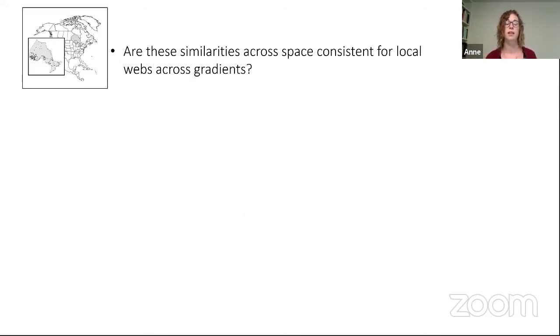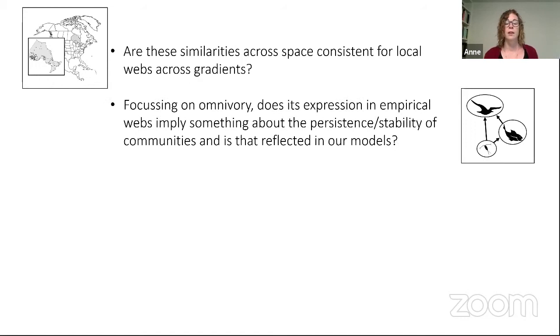The first one is, are these similarities that we see across space and across ecosystems consistent for local food webs across gradients? So this one's a data chapter using data from Ontario lakes. Then if we focus in on omnivory, which I previously introduced, does its expression in empirical food webs imply something about the persistence or stability of communities? And is that in turn reflected in our models, especially as we go from these smaller 3-species food web models to these larger ones that are more accurate depictions of reality? So this chapter merges both data and some theory.